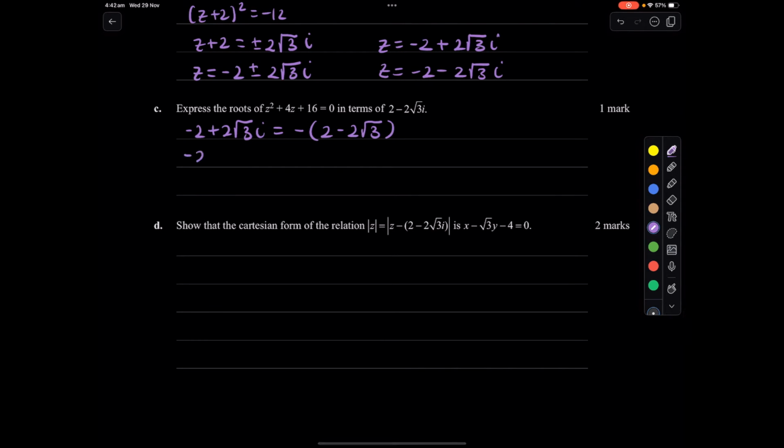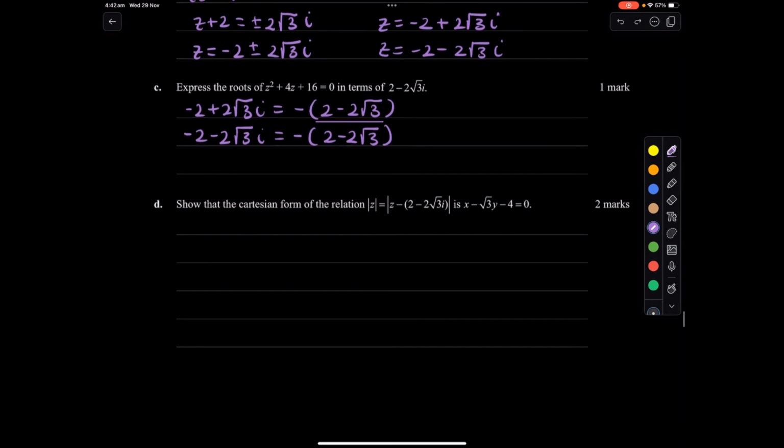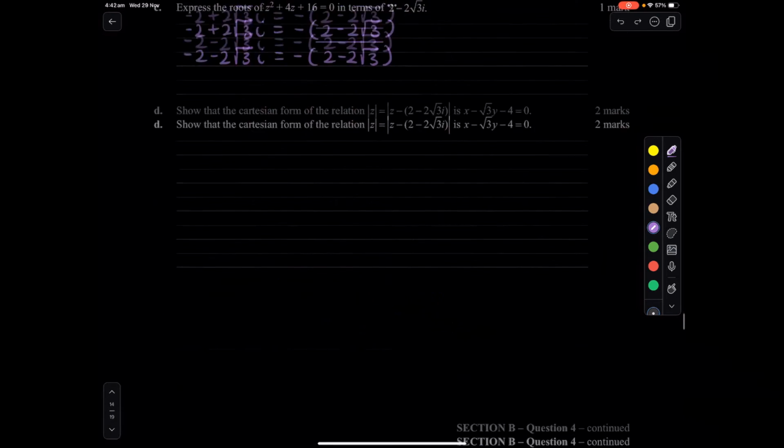What about the next one? So negative 2 minus 2 root 3i. If, for example, we put a minus, it'll be a minus, but it'll be a conjugate of it. So conjugate, because imagine finding the conjugate, this will become positive, and then minusing all of them will become this. So yeah, that's pretty much your answer, that one.